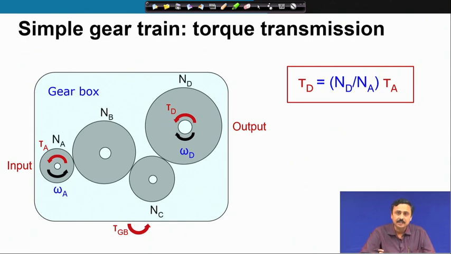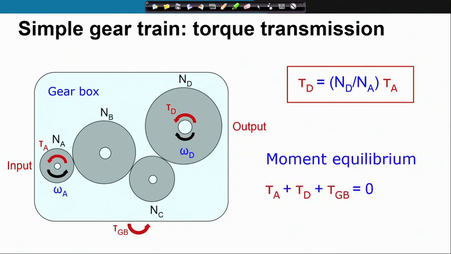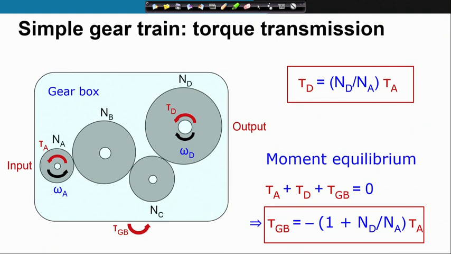Now, this fixation therefore introduces another torque, which I call tau_gb. Now, with this the whole system must be in equilibrium. So, moment equilibrium tells me that tau_A plus tau_d plus tau_gb must be equal to 0, of which I know tau_d in terms of tau_A, which I substitute, and finally, I can calculate the torque that acts on the gearbox. So, the gearbox foundation has to take this torque.